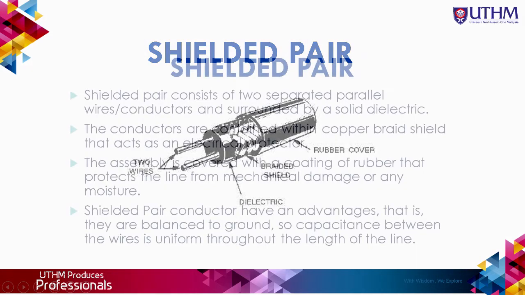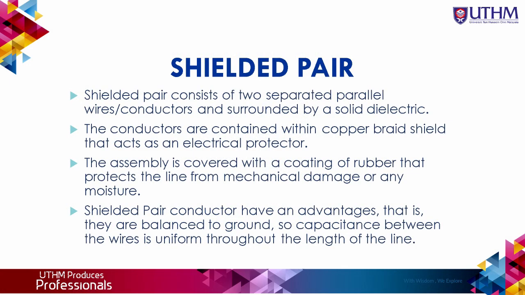Okay, the shielded pair shown in the figure above consists of two parallel wires or conductors that are separated from each other and surrounded by a solid dielectric. The conductors are contained within a copper braid shield that acts as a protector of the electric signal. The assembly is covered with a coating of rubber or flexible material that protects the line from mechanical damage or from any moisture. The conductors are balanced to ground.